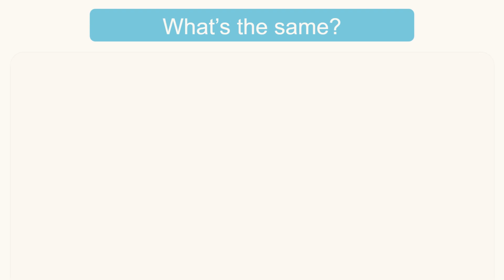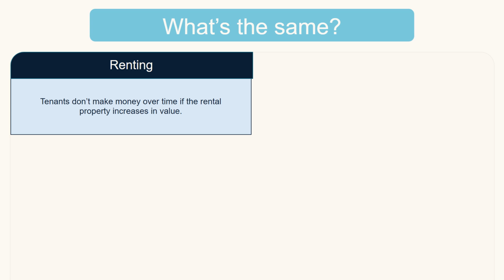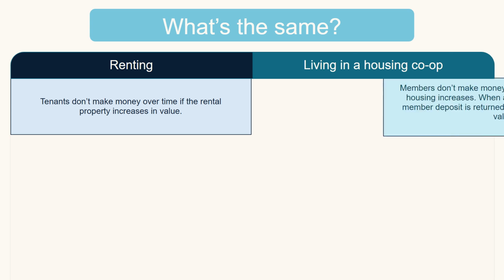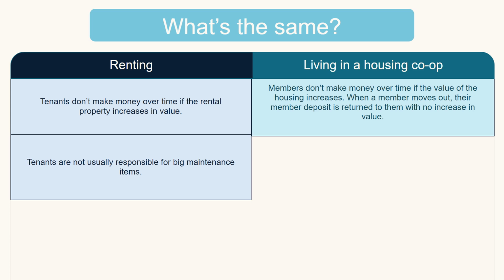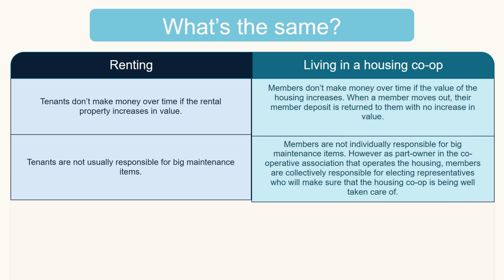What's the same? Renting, tenants don't make money over time if the rental property increases in value. Living in a housing co-op, members don't make money over time if the value of the housing increases. When a member moves out, their member deposit is returned to them with no increase in value. Tenants are not usually responsible for big maintenance items. Members are not individually responsible for big maintenance items. However, as part owner in the cooperative association that operates the housing, members are collectively responsible for electing representatives who will make sure that the housing co-op is being well taken care of.